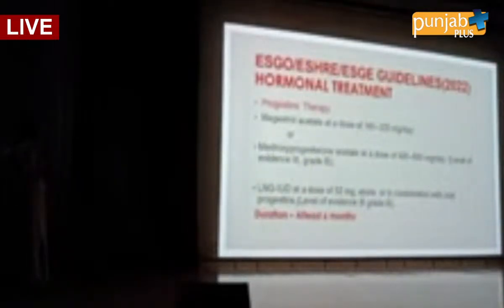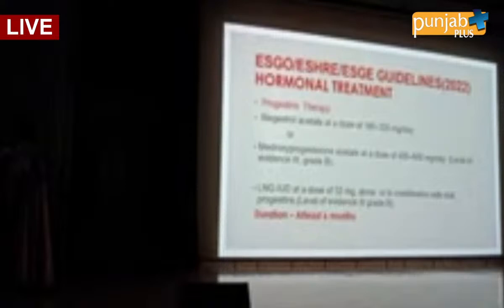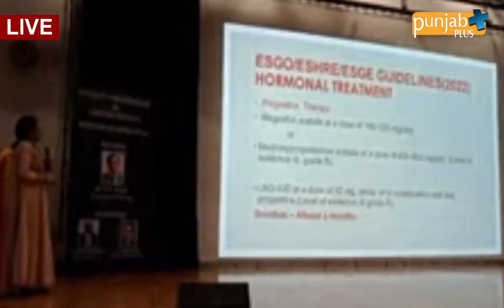And the guidelines on progesterone therapy are about which progesterone we must use. The progesterone which is used for fertility sparing in endometrial cancer is megestrol acetate at the dose of 160 to 320 milligram per day. This I have used in old patients also who are not fit for the surgery, and the results are very good because it will immediately arrest the bleeding. And second option is medroxyprogesterone acetate at the dose of 400 to 600 milligram per day, and its evidence is level 3 and grade B.